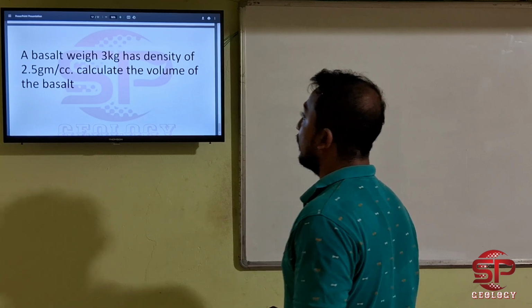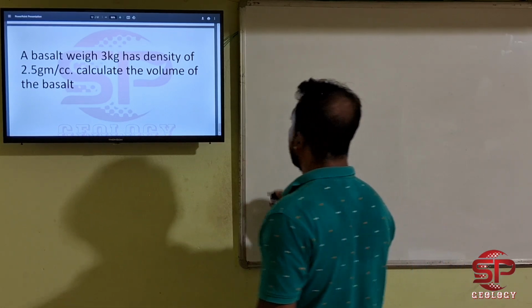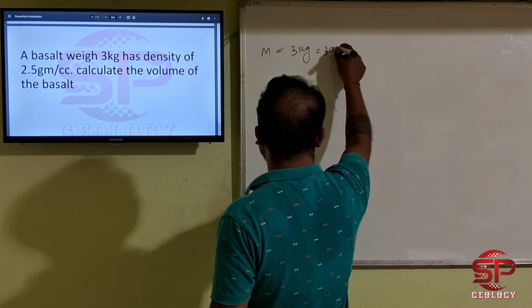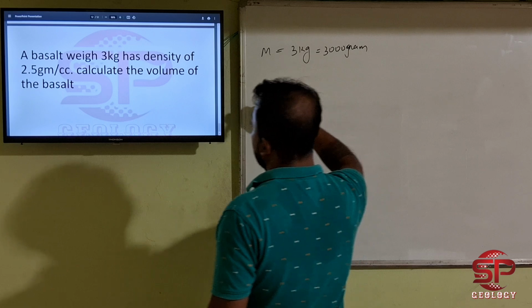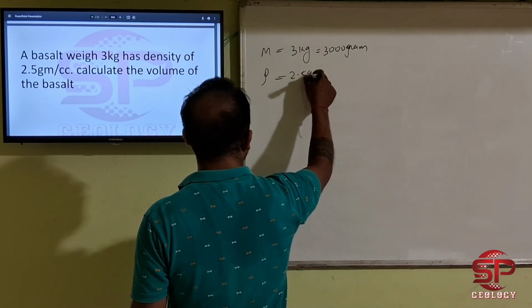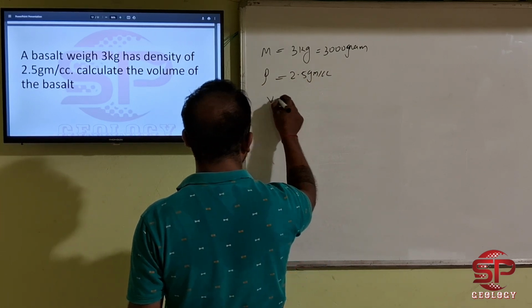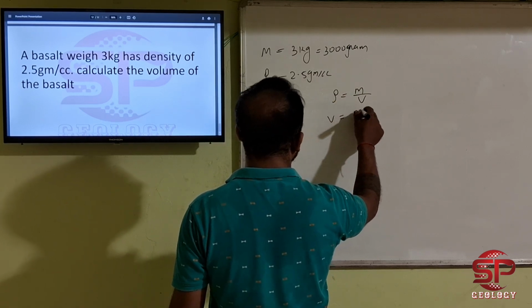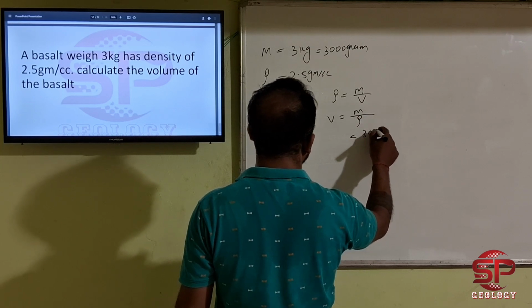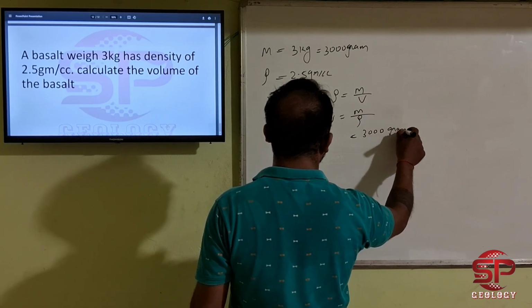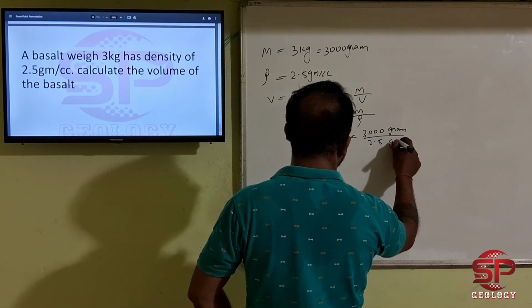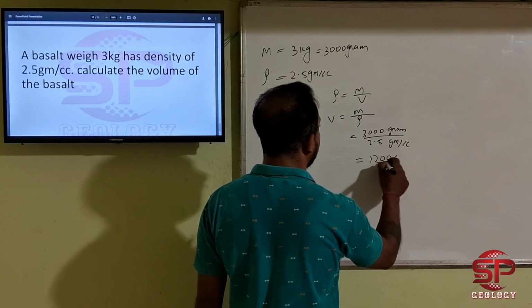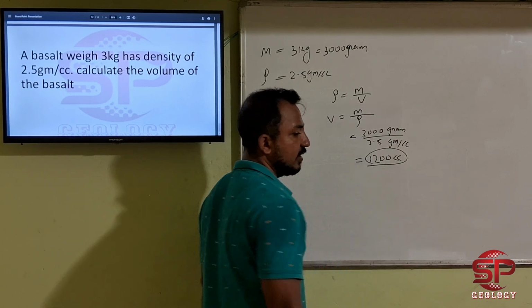Now, a basalt weighs 3 kg and has density 2.5 gram per centimeter cube. So mass is given as 3 kg, which is 3000 gram. The density is given as 2.5 gram per cc. We have to calculate the volume. You know density equals mass by volume, so volume equals mass by density, 3000 gram divided by 2.5 gram per cc, which is 1200 centimeter cube.